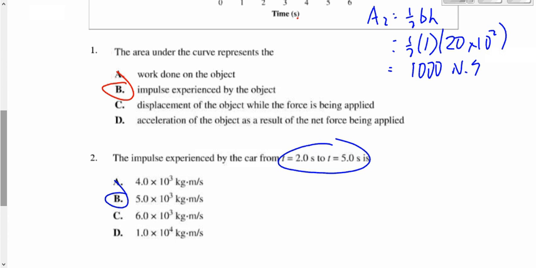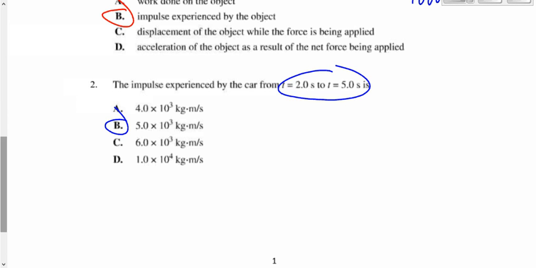If that line was below the x-axis, what would we have to do? Yeah, make it negative. All right, let's take a look at the next one. I think it's the last one. Yep.